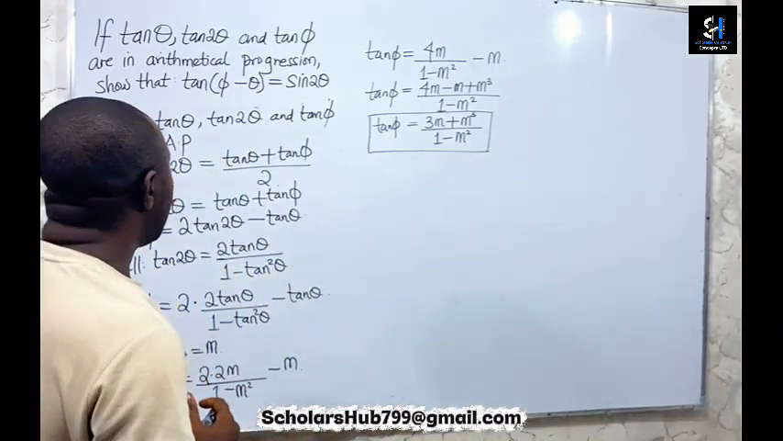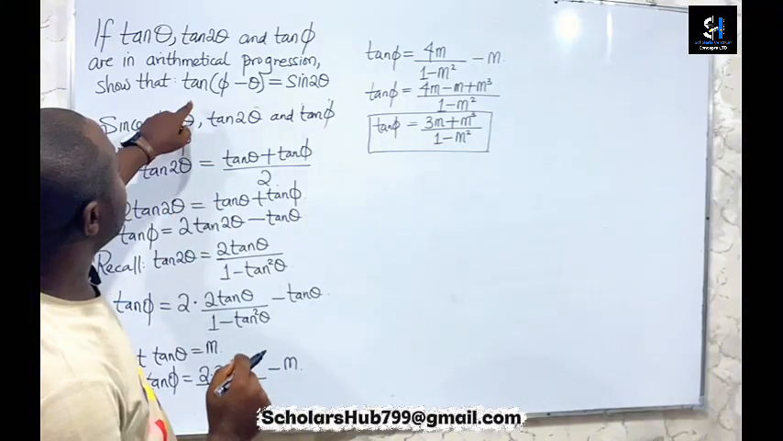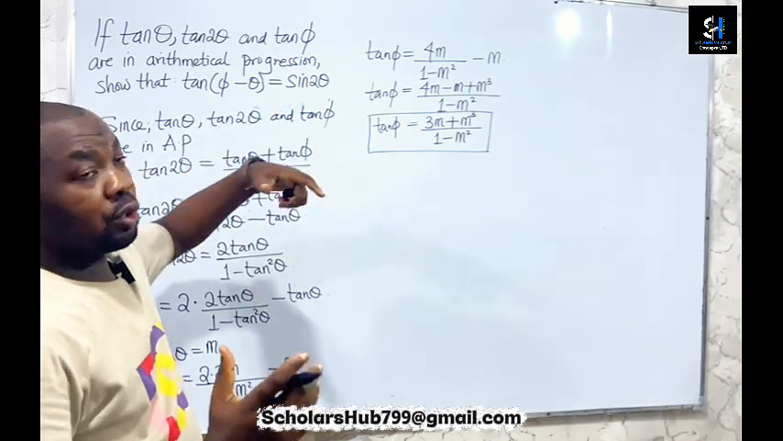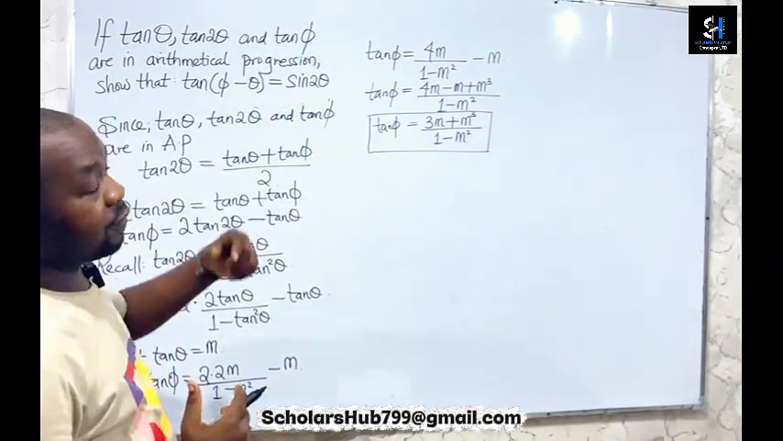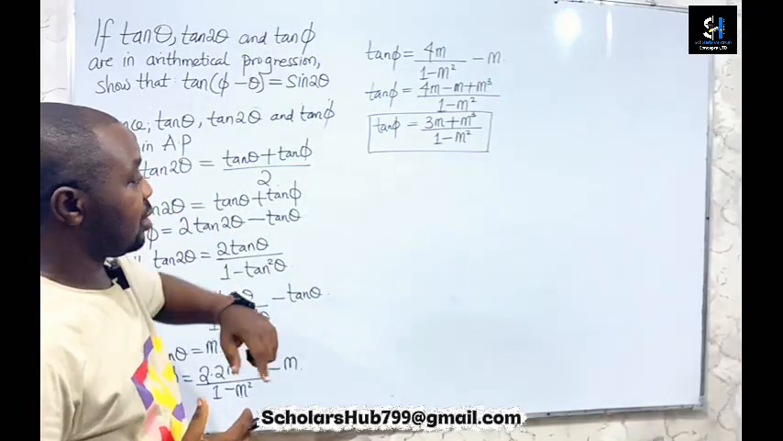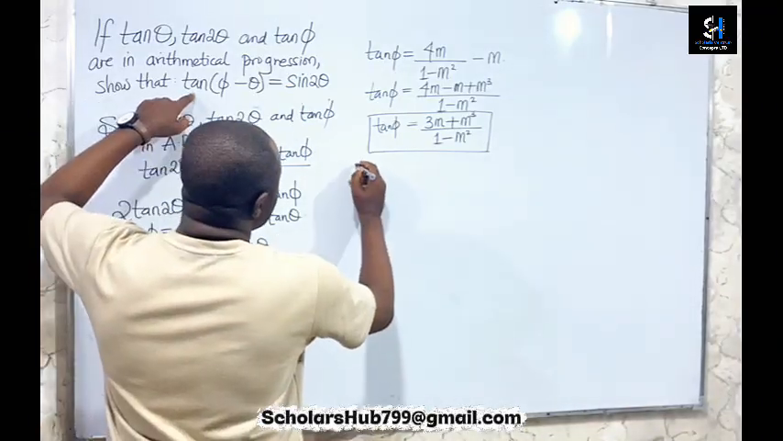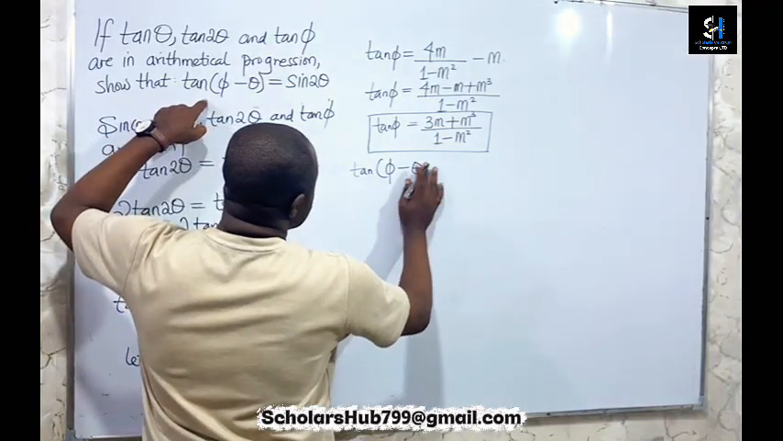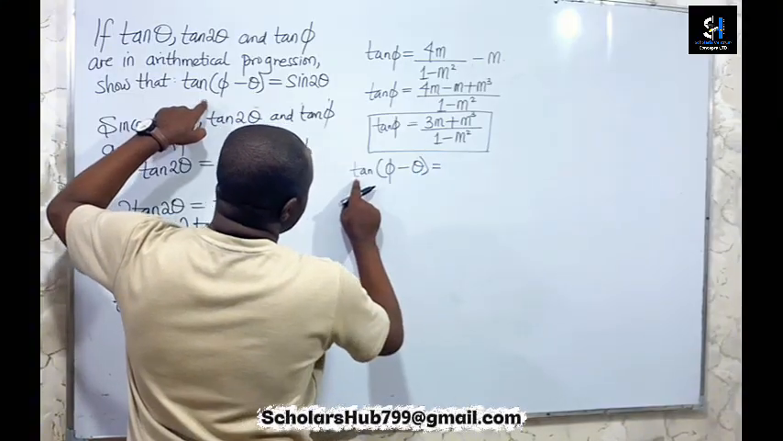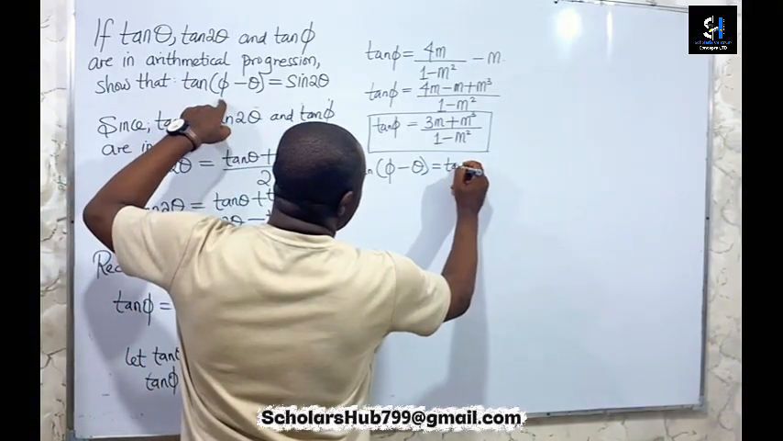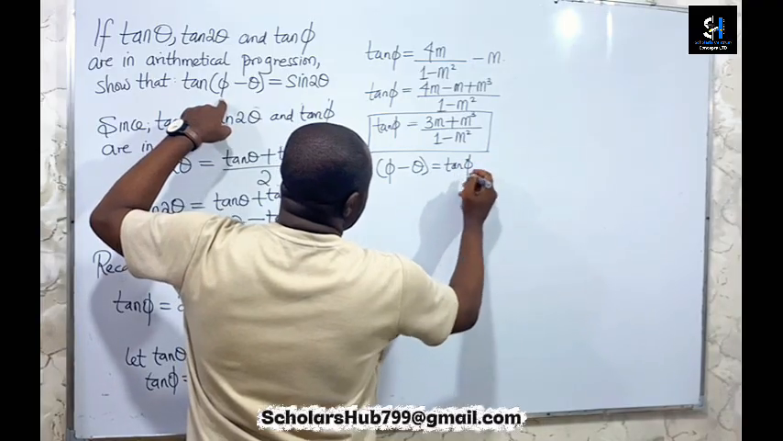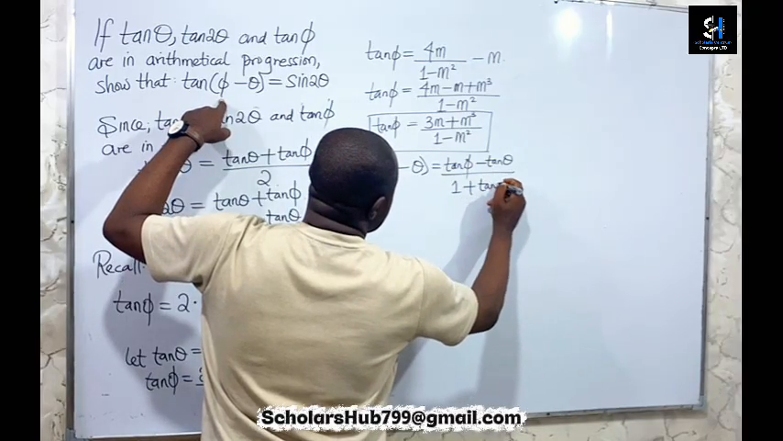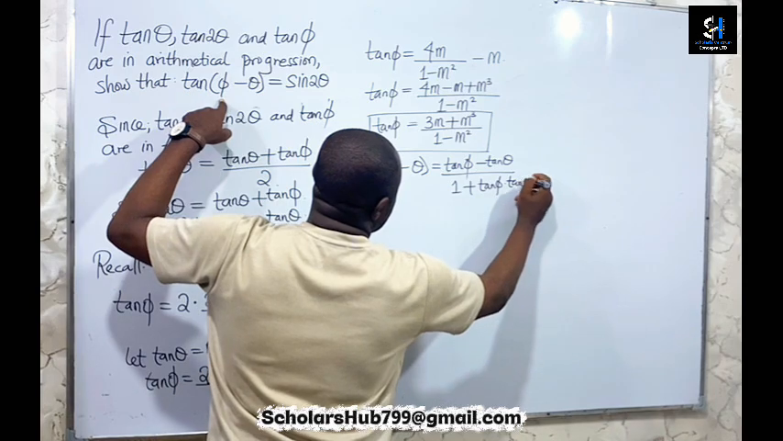Now, because we want to show that tan of the difference between phi and theta equals the double angle of sine theta, that is sin 2 theta, I'm going to write tan of the difference between phi and theta and expand it. The expansion will be tan phi minus tan theta over 1 plus tan phi multiplied by tan theta.